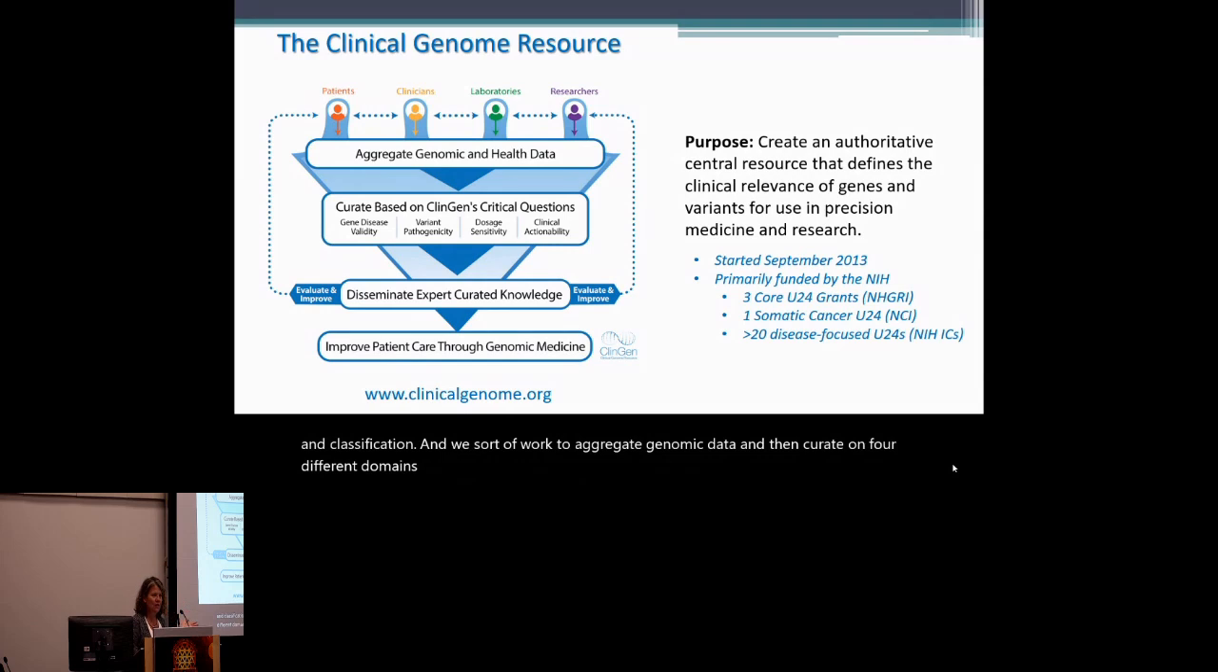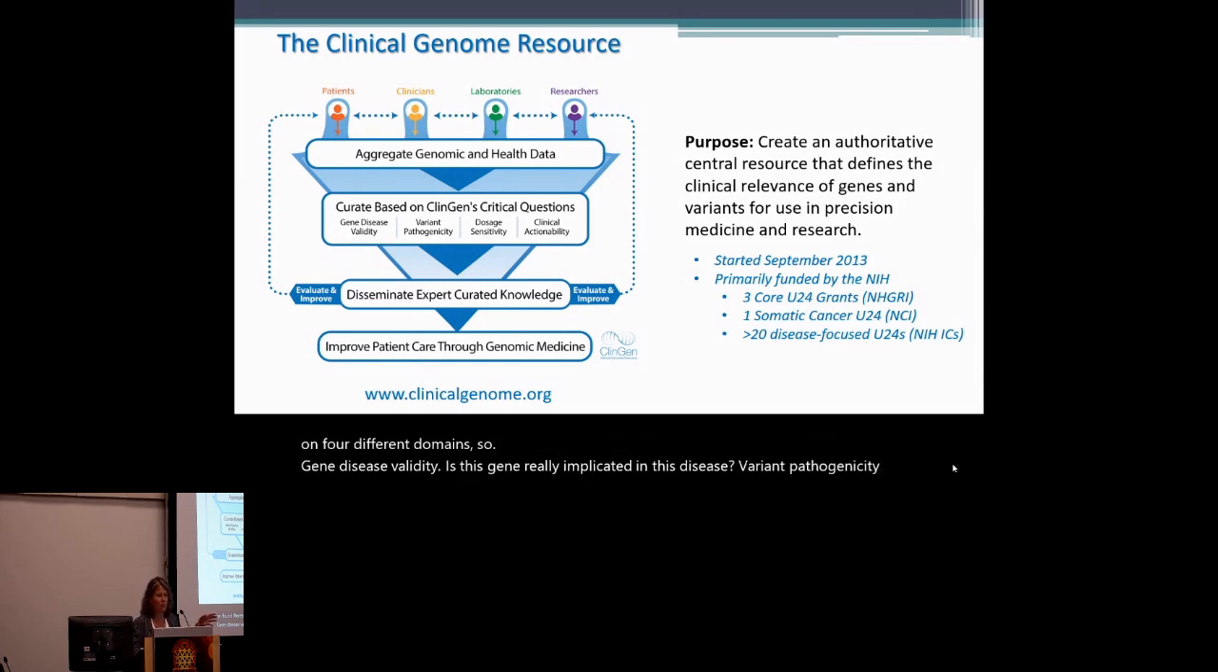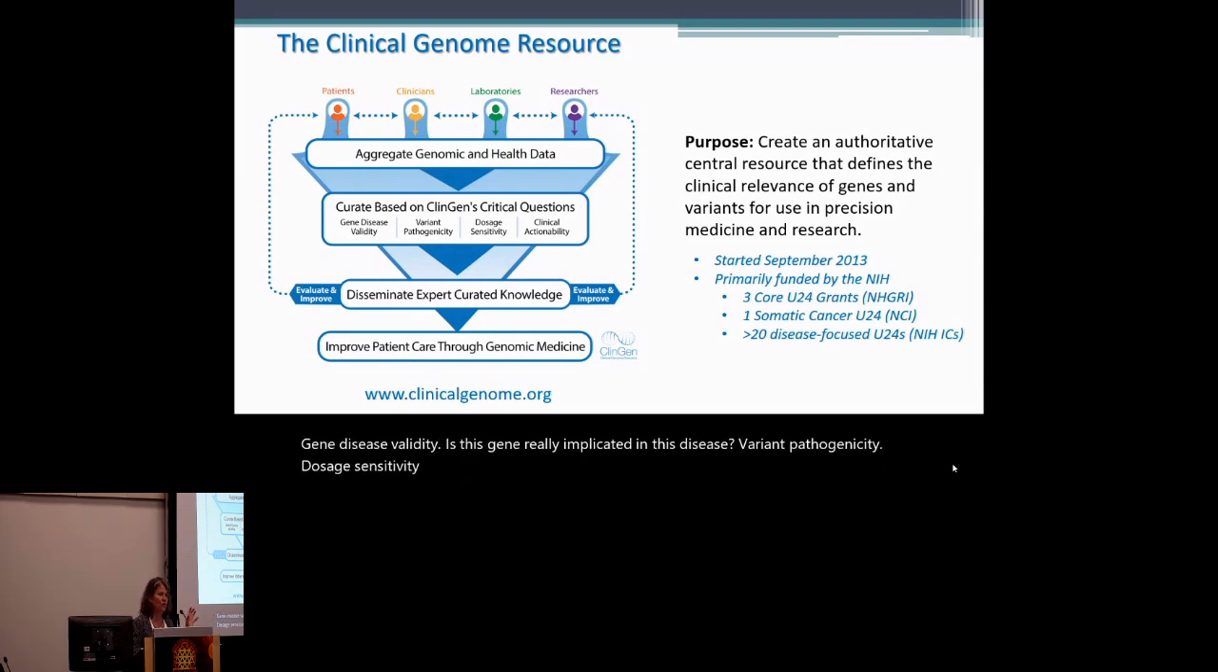Gene disease validity: is this gene really implicated in this disease? Variant pathogenicity. Dosage sensitivity, which is really around if you add or delete a full copy of a gene, what's the effect on phenotype, particularly coming from cytogenomic microarray testing, where this question comes up a lot. And then finally, clinical actionability: if I have a pathogenic variant, is there something you could do for a patient that would improve the outcomes by having that information? So we curate on all those domains.